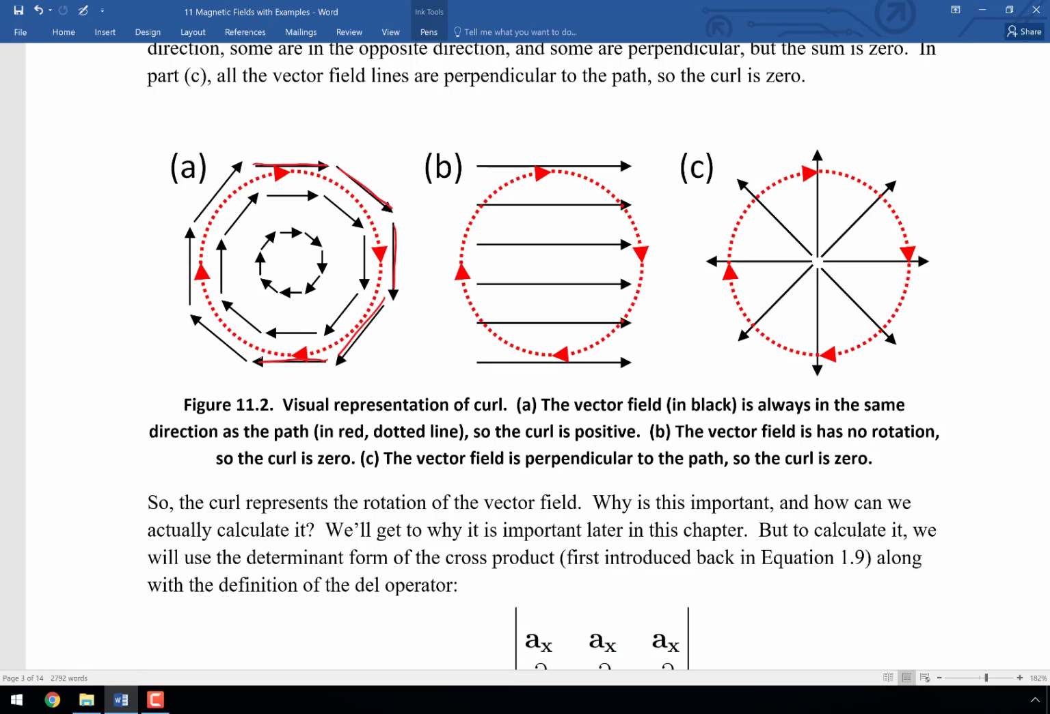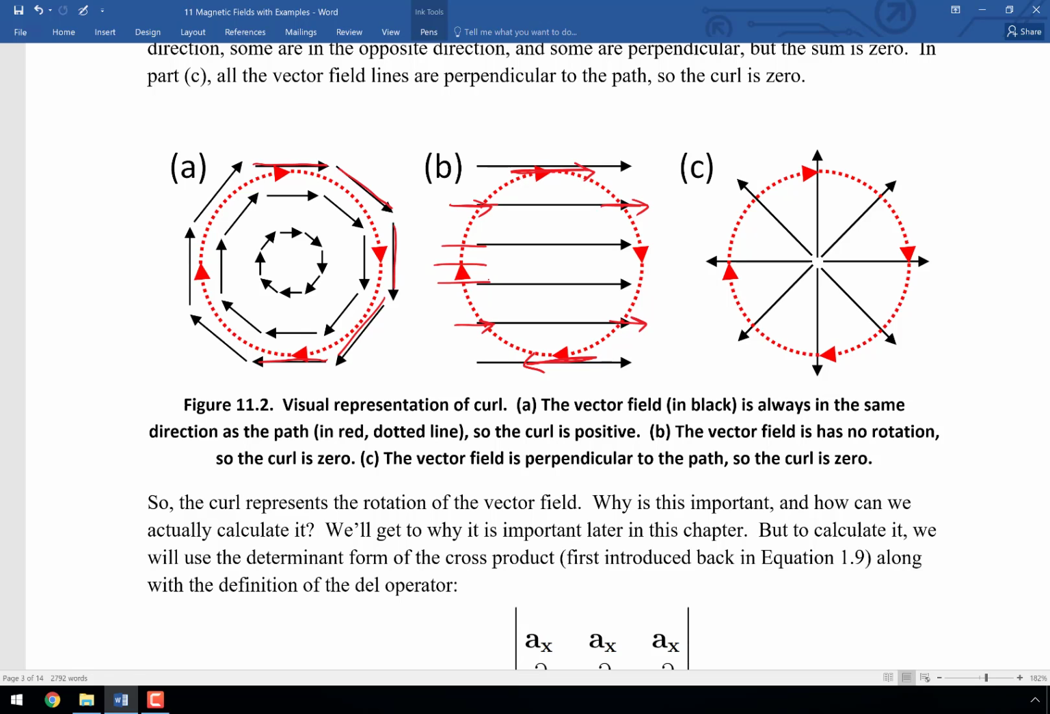But in part B, maybe here it tends to be pointing in the same direction as the path, but down here it's actually pointing in the opposite direction, and those two are going to cancel each other out. Here it's partially in the same direction as the path, but over here it's in the opposite direction. Similarly here it's partially in that direction, but here it's partially in the opposite direction. Those will cancel each other out. And in this area, it tends to be perpendicular to the path. So it turns out that in figure B, this vector field has zero curl, because all of the components of that line integral are going to cancel each other out.